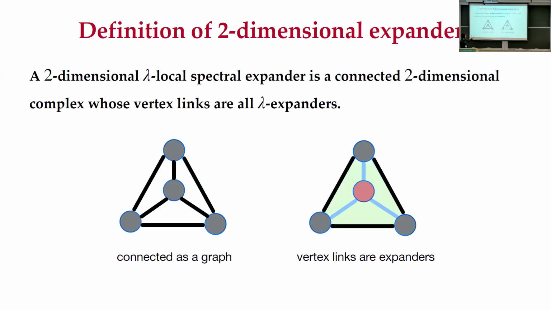I guess this is just a very simple example of a tetrahedron, or a 4-clique, where we have 4 triangles and 4 vertices. This is a 1/2 expander because first it's connected as a graph, and second, if we look at the vertex links, every vertex link is just a triangle. So this is a very simple example of a 2-dimensional 1/2 local spectral expander.